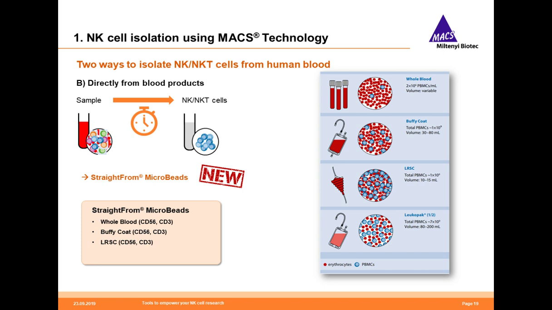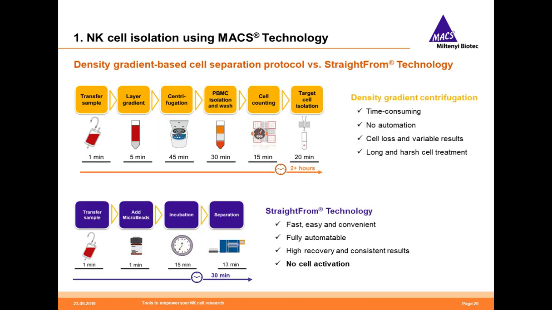The second option, of course, is that you can start from different blood products and skip the density gradient step. For that, you can use either whole blood or buffy coats or LRC, and they all have different amounts of erythrocytes and, of course, PBMCs. And we have developed a specific straight-from microbead for each of these products. Here I show you just an example of what traditionally you are doing, so I won't go into details. You are probably very familiar with it.